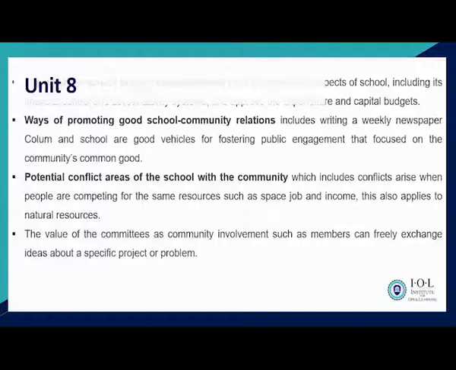In addition, potential conflict areas of school with the communities. The conflict that happens in schools arises when people are competing for resources in the school. People have different opinions. People have different interests. People have different ideas. No, we want this to happen. Oh, we want this to happen. Those are the causes of conflict in the school with the community.